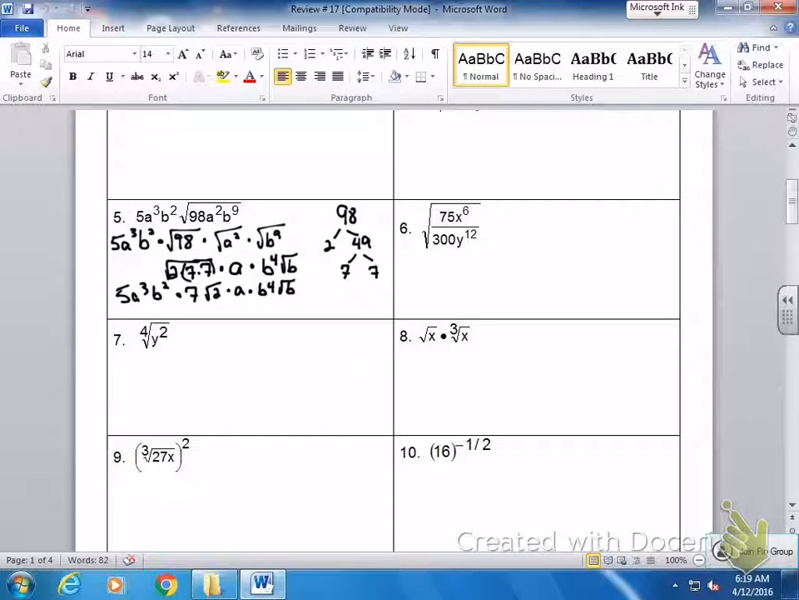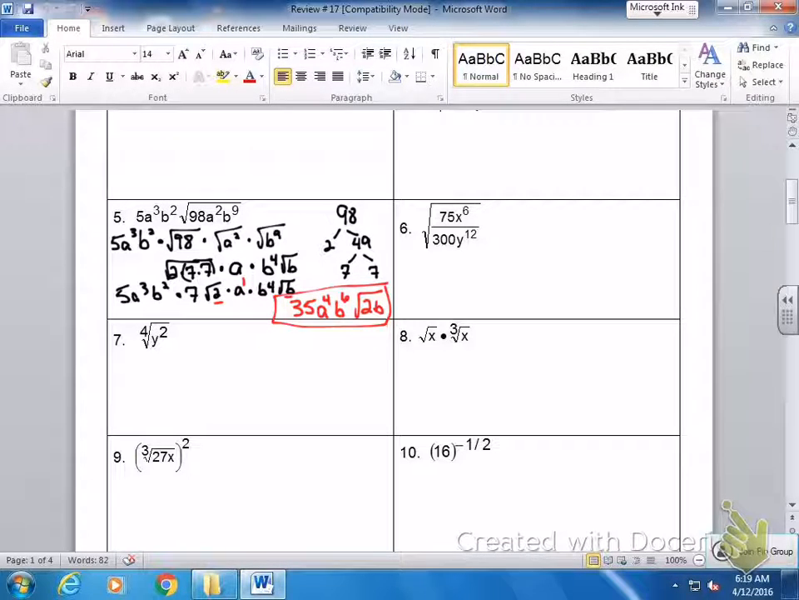So now we need to get everything that's on the outside and multiply it together. I've got 5 and I've got 7, so I get 35. I've got an a cubed and an a to the first, that's a to the fourth because we add exponents when we're multiplying. I have a b squared and a b to the fourth, which is b to the sixth. Then still on the inside I have a 2 and a b, so the square root of 2b.